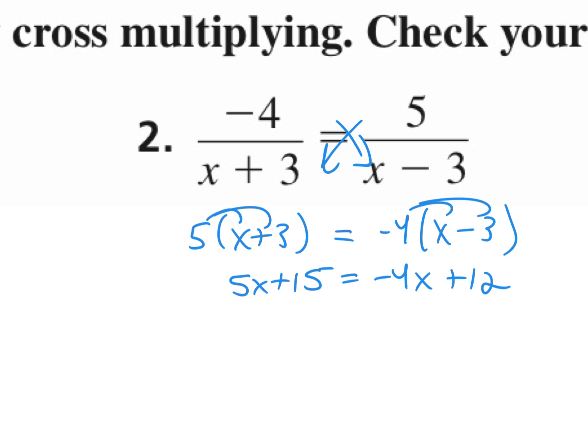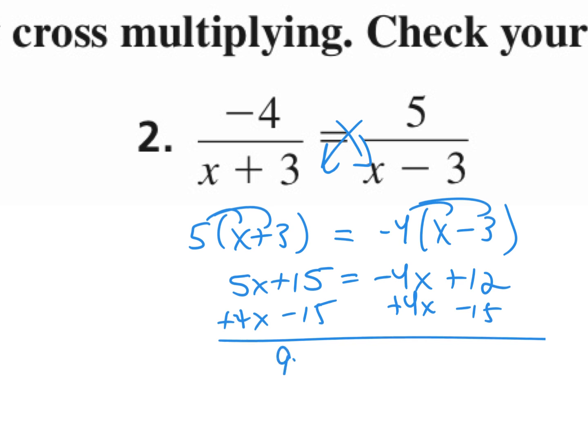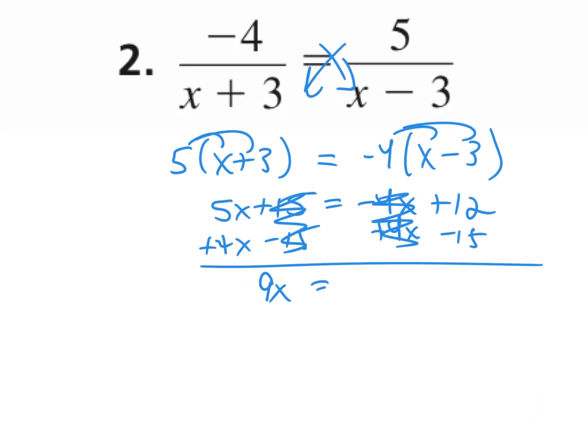I'm going to move x's to the left and numbers to the right. So I'm going to add 4x here, and I'm going to subtract 15. So 4 plus 5 gives me 9x. My 15's cancel. My negative 4x's cancel. And 12 minus 15 is negative 3.